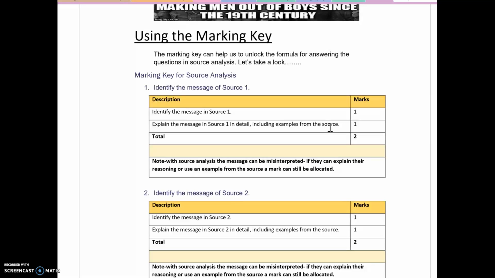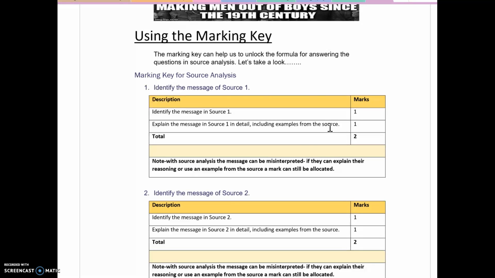So you might say, the message in source 1 is that children are treated badly in the workplace. This can be seen by the child who has his hands dangerously close to the apparatus, or this can be seen from the tired expression on the child's face, something like that. So even if you have a visual source, you must use an example from it. If you have a written source, you can use a little bit of the text.